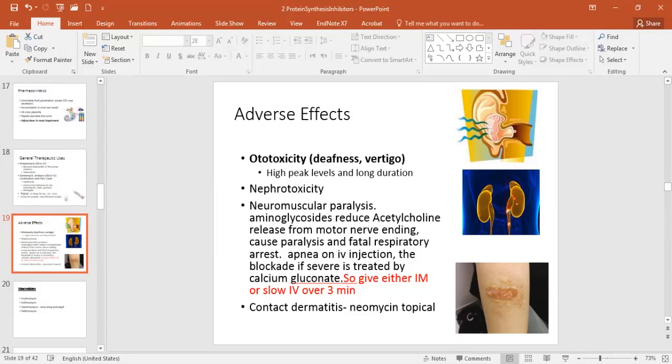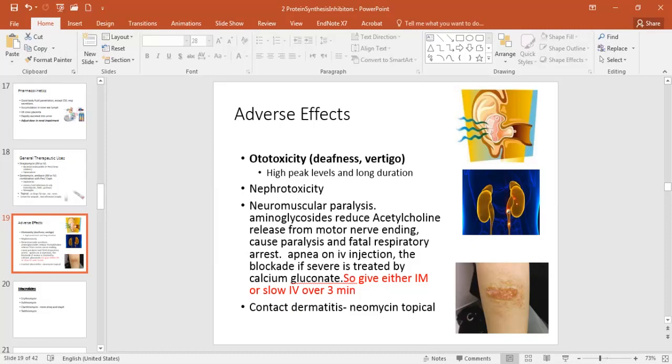خاصة إنه الأوتوتوكسيتي ممكن تحصل with high levels for long duration. بعد ممكن يؤدي إلى نفروتوكسيستي. Other side effects ممكن يؤدي إلى neuromuscular paralysis, as aminoglycosides reduce acetylcholine release from the motor nerve endings and thus cause paralysis and fatal respiratory arrest.